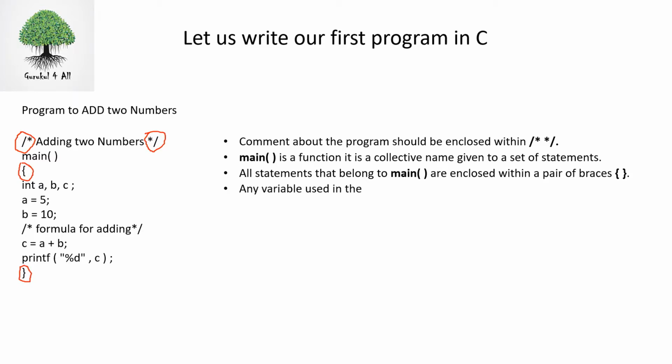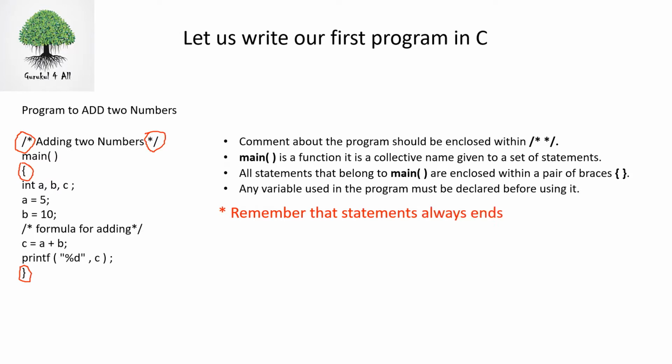Next, any variable used in the program must be declared before using it. Here we have used three variables, a, b, c. So we have to declare those variables, and we have declared them with the int command. Int is a keyword. So int a, b, c tells us that the value stored in a, b, c will always be an integer value. We have stored a value of 5 in a and a value of 10 in b.